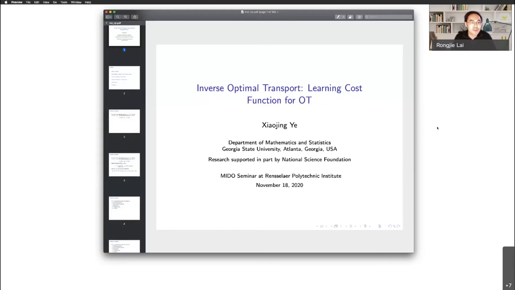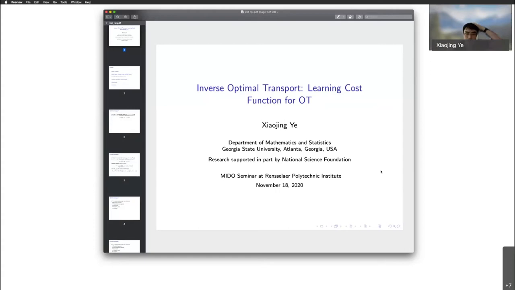Okay, thank you, Runjie, for the invitation, and thank you for coming to my talk. Today we're going to talk about our recent work on inverse optimal transport. The goal is to learn the cost function for an optimal transport.